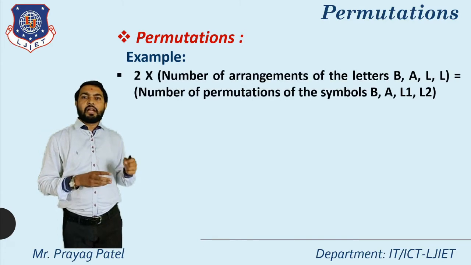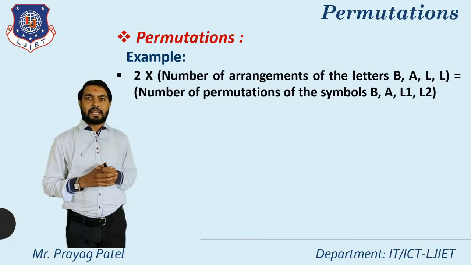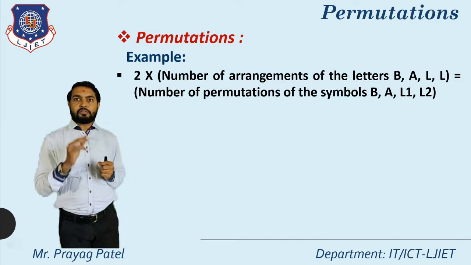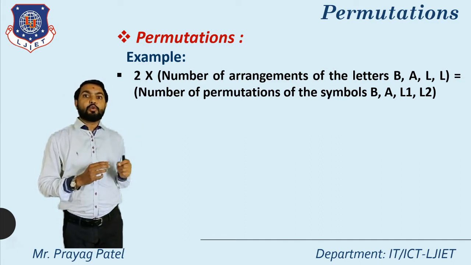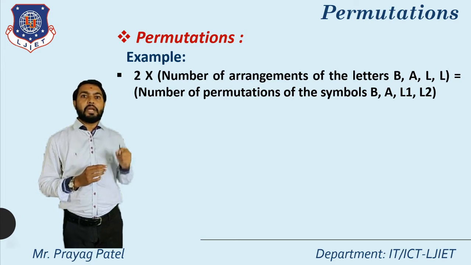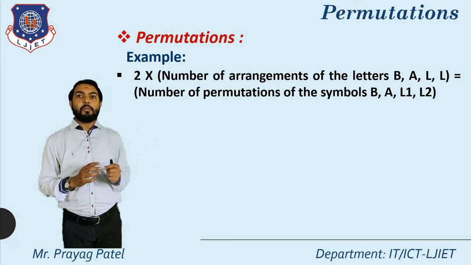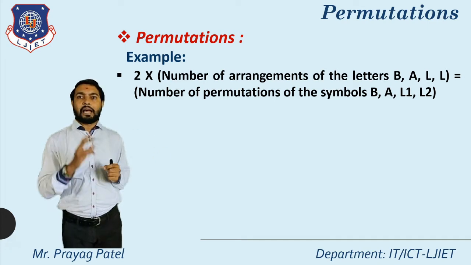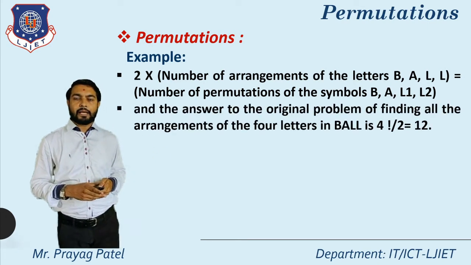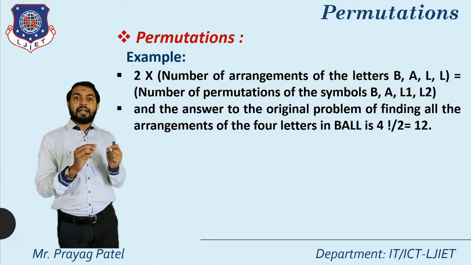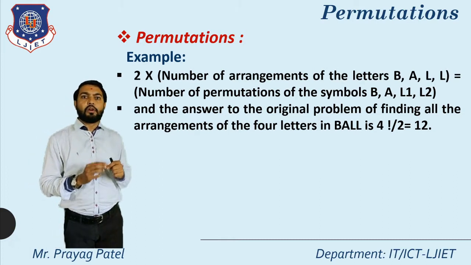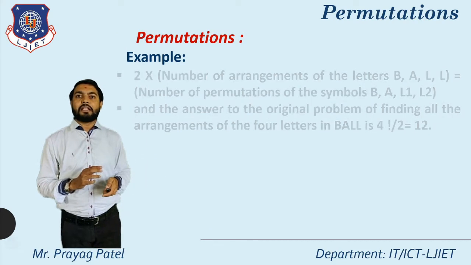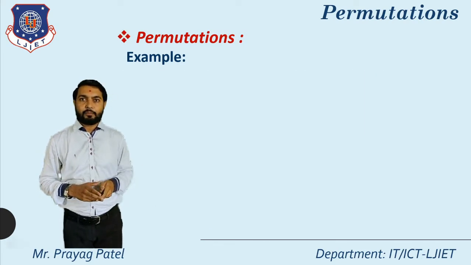Now for that we can use the common formula, like this: 2 into, because here 2 Ls are repeated, that means we multiply 2 into the number of arrangements of the letters BALL, equal to the number of permutations of the symbols B, A, L1, L2, where both are equal. Now the final answer for BALL is equal to 4 factorial divided by 2, equal to 12. So 12 arrangements are possible for this example.